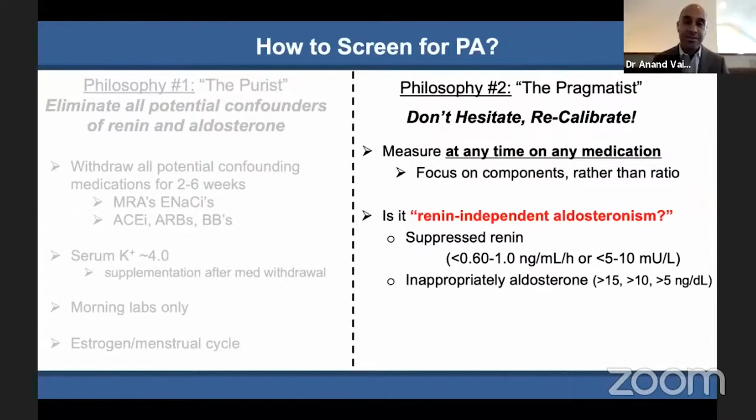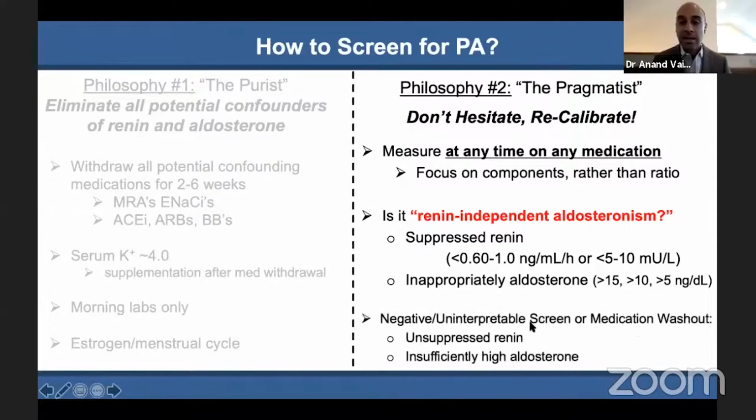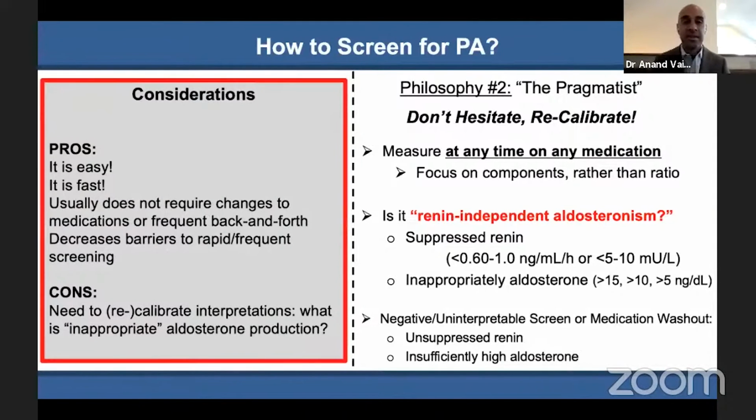So you have to ask yourself, what is your philosophy and what is best for you and your patient? To tolerate more false positives at the benefit of catching more cases, or to use a higher threshold and get lower false positives, but at the risk of missing more cases. This is something that each doctor and patient have to think about. A negative or uninterpretable screen, or something that requires a medication washout, is when the renin is not suppressed or the aldosterone is not that high. And I'll show you examples of this.